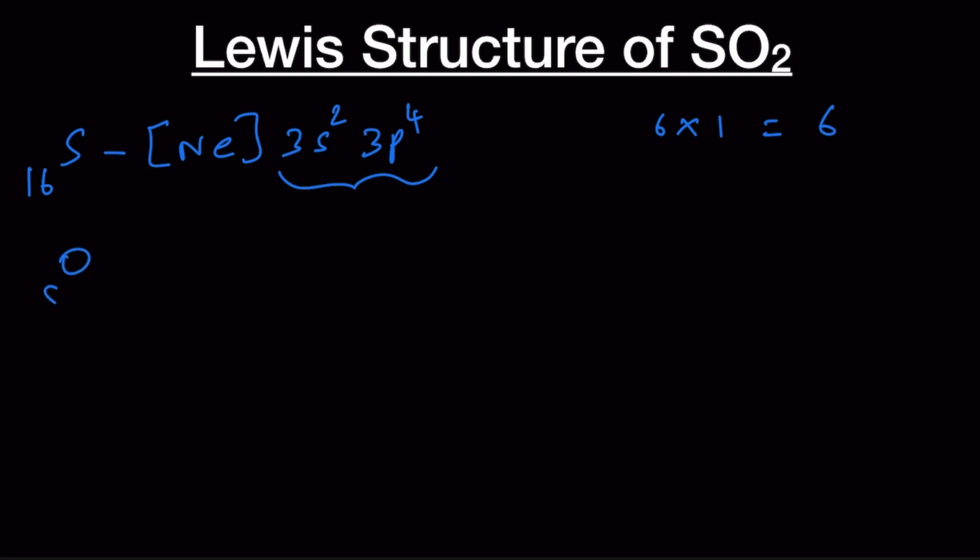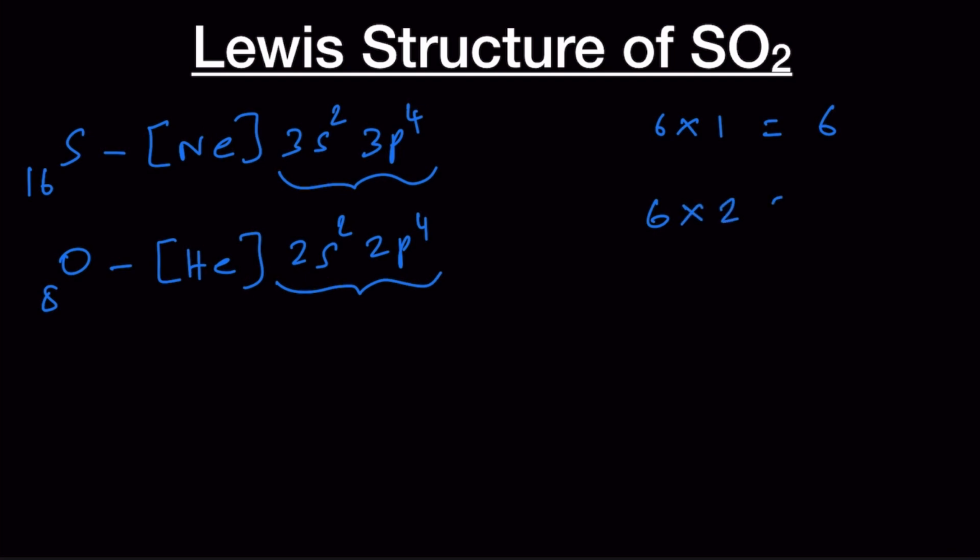Atomic number of oxygen is 8, therefore the electronic configuration is helium, that has 2 electrons, and then 2s2, 2p4. In oxygen too we have 6 valence electrons, both sulfur and oxygen belong to the same group. However, we have 2 oxygen atoms in SO2, therefore 6 times 2, 12. So in total we have 18 valence electrons in SO2.